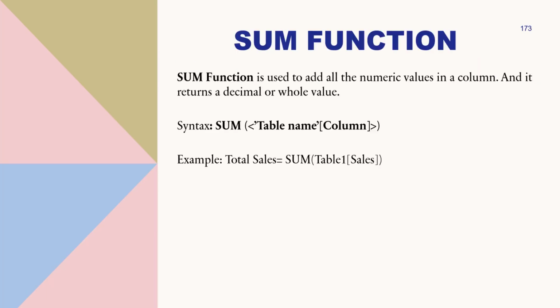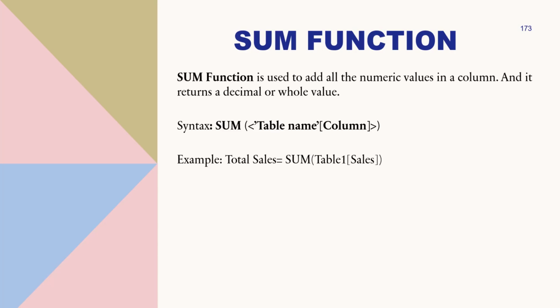So the first function is the sum function. The sum function is used to add all the numerical values in a column and it returns a decimal or whole value. So here you can see the syntax of the sum function. In the sum function we need to provide the column which we want to add. Now let's see how we can do this in Power BI.